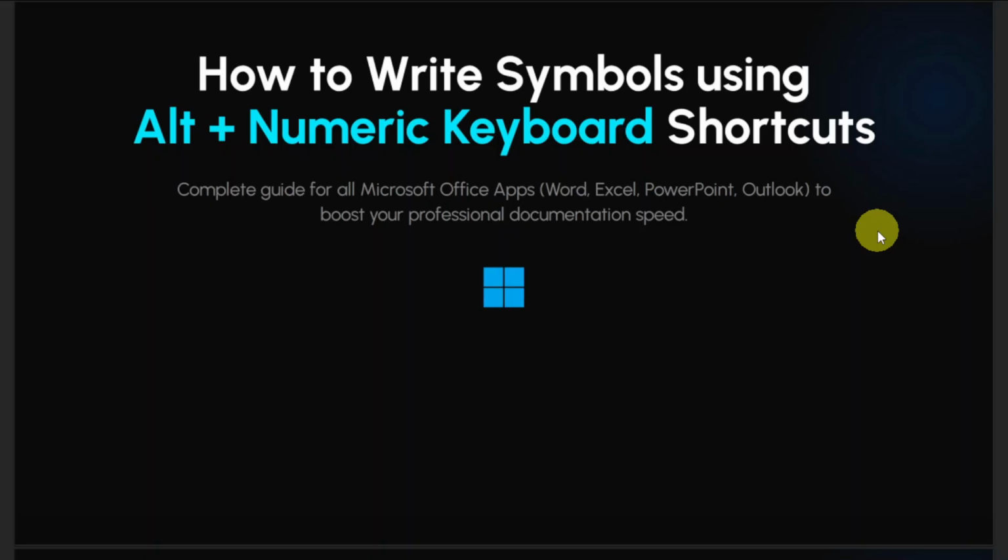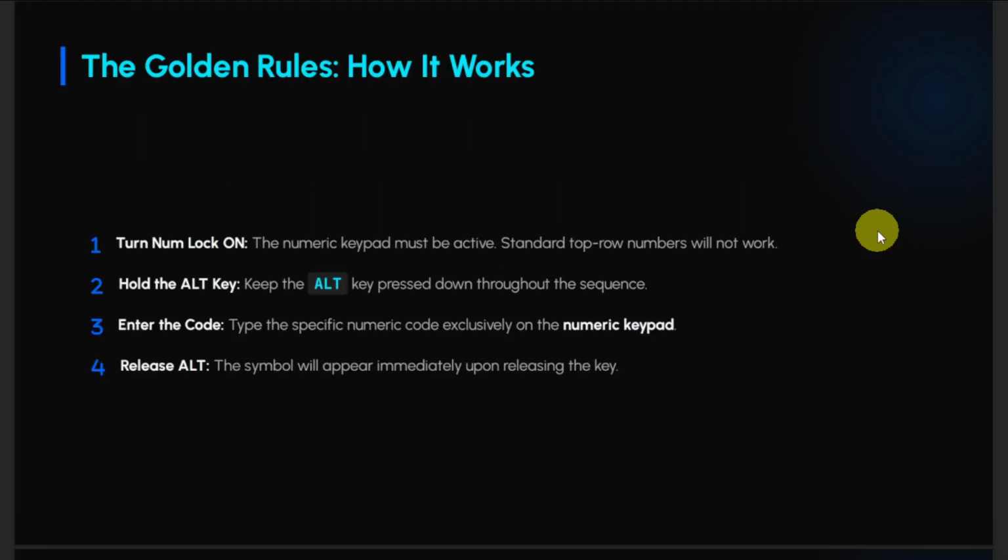This is Gideon. We'll see how to write the symbols using Alt plus numeric keyboard shortcuts. This helps you to complete a task very quickly in Word, Excel or PowerPoint. Sometimes you might go and search and input symbols, but that takes time. So if you save this video and refer to it, you can save a lot of time. So let's go and see.